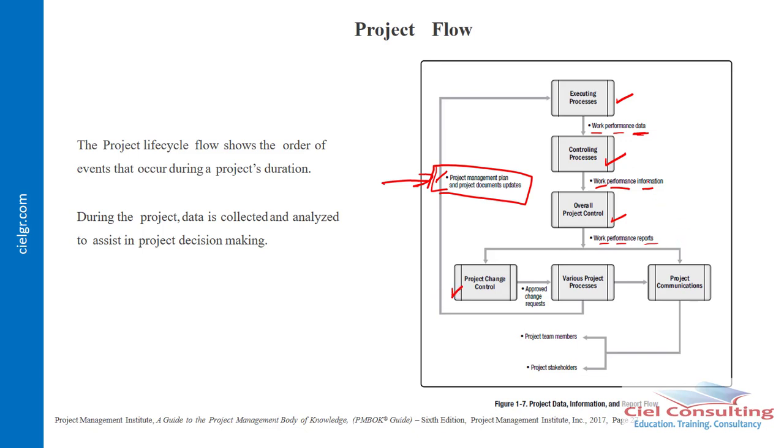In other words, let's say for example, we plan that we're going to be able to implement stage 1 of this project in 1 month, and that's what we have in the plan. And then we did the executing and got our work performance data, which suggests that the project was implemented in 1 month and 2 weeks. So that's 1.5 months.